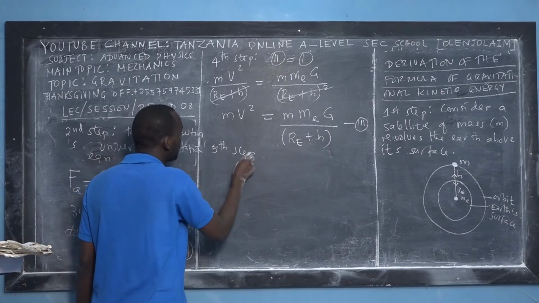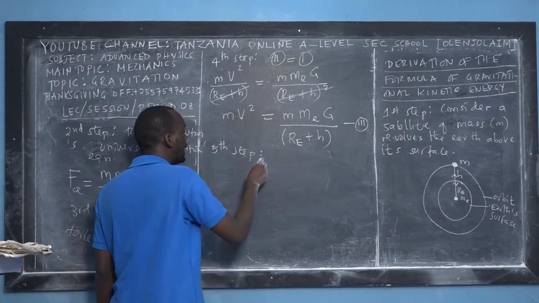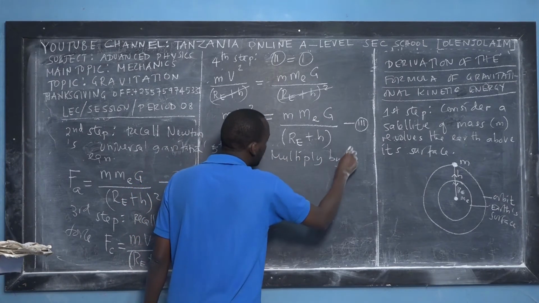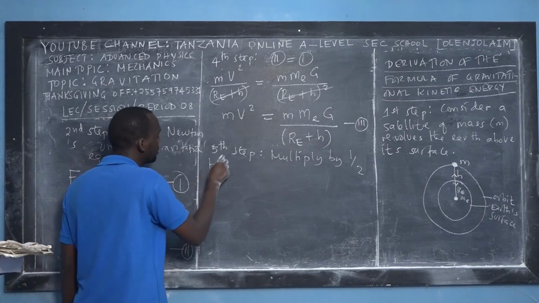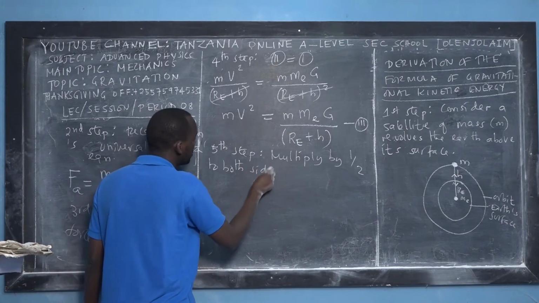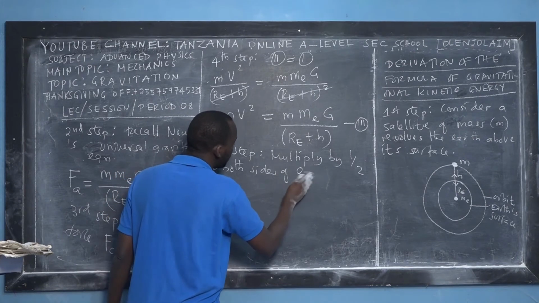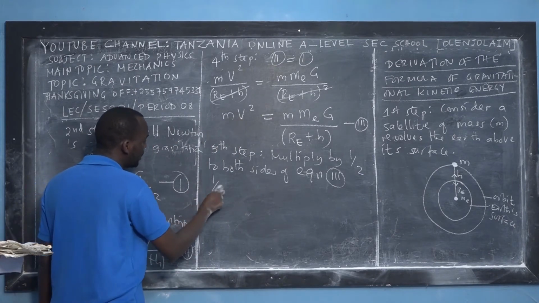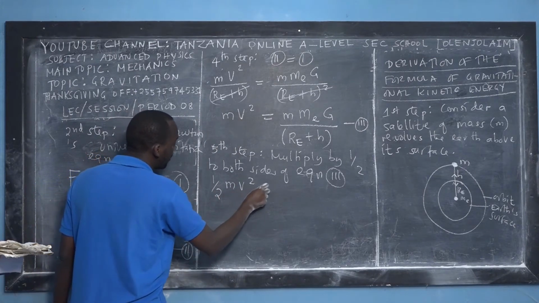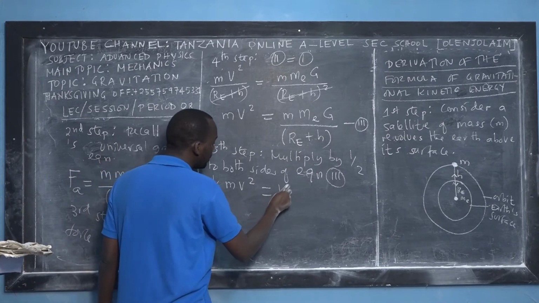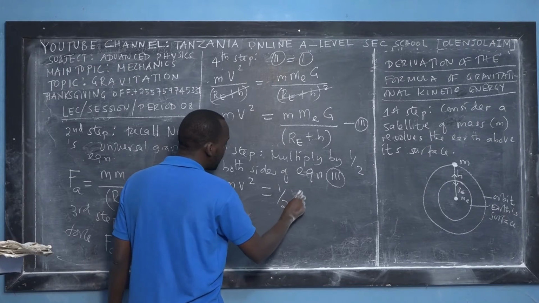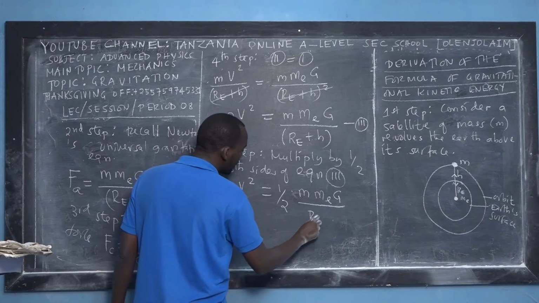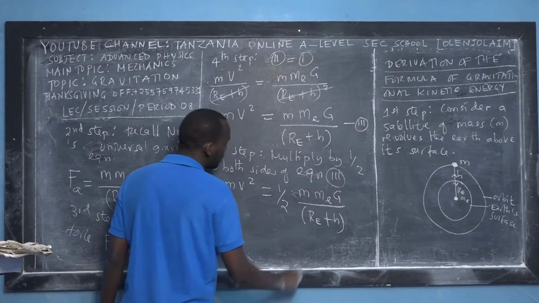So we have to go for the fifth step. The fifth step, we say that multiply by a half to both sides of equation 3. So multiply your left hand side by a half: a half mass times square of the velocity. Then you have mass of the satellite, mass of the S, universal gravitational constant, over radius of the S plus the height h, times a half, like this.